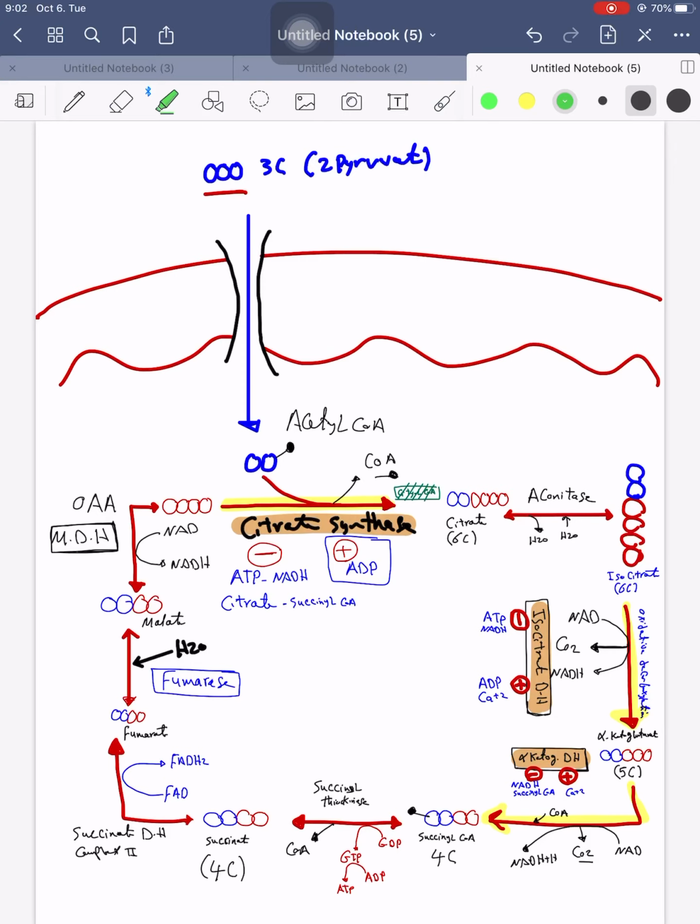Look guys, the first one we are producing as energy is NADH, from isocitrate dehydrogenase, isocitrate to alpha ketoglutarate, and one NADH also from alpha ketoglutarate to succinyl coenzyme A, and NADH from malate to oxaloacetate. So we have 3 NADH. Okay, do we have something else? Yes, please. Count with me.